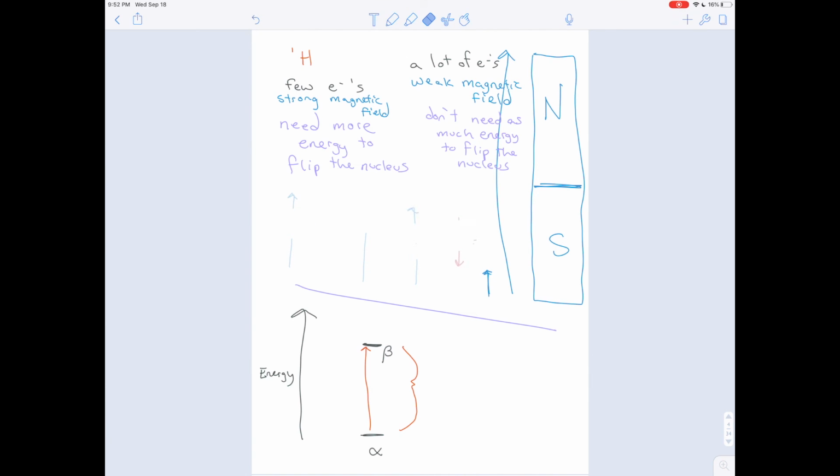And so, in sum, the useful thing is that if you don't need as much energy to flip the nucleus, you will absorb lower frequency radio waves. Right? The more often waves hit you, the more energy they carry. If they don't hit you very frequently, they don't carry a lot of energy, and they would flip those. If you need a lot of energy, then you'll absorb higher frequency radio waves.